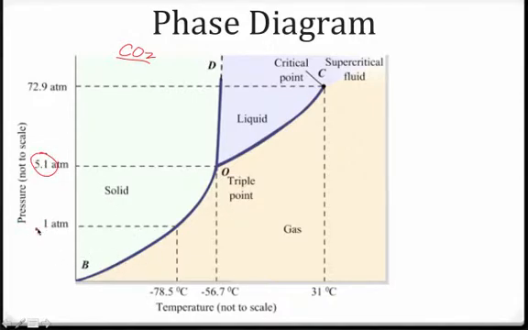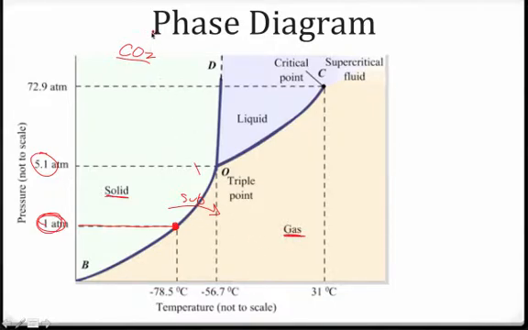For example, at 1 atmosphere, our normal pressure, when we trace across here looking for things like boiling points and melting points, we don't find those things. We find that the intersection here is actually the sublimation change at normal atmospheric pressure, which means it goes directly from a solid to a gas.